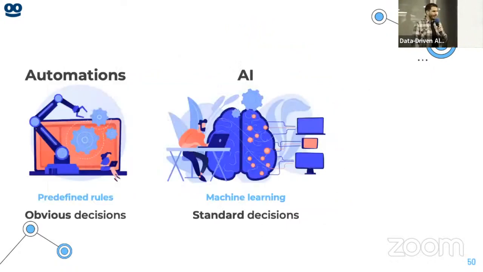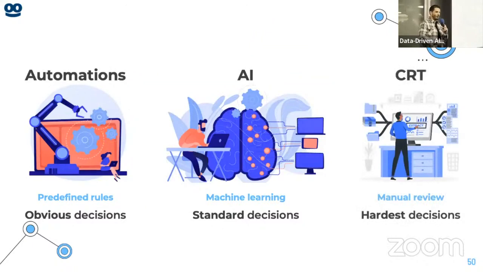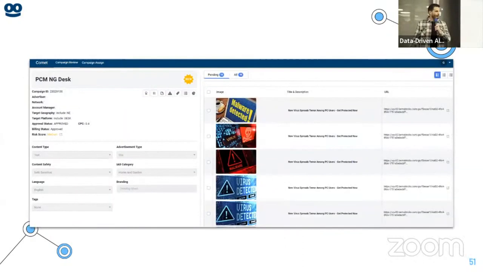And the last content review method is human review. We call it CRT, the content review team. Basically, they do the hard work, the hardest decisions, the vague ones. If the category is very risky, they're the ones who decide what it should be. This is just a glimpse of their platform. We call it Comet. A human reviewer goes over the whole queue, item by item, opens the URL, and decides what the category is and what the content safety is. And no pictures, please. I'm kidding, okay, I can take pictures. So these are the three different methods that we have.